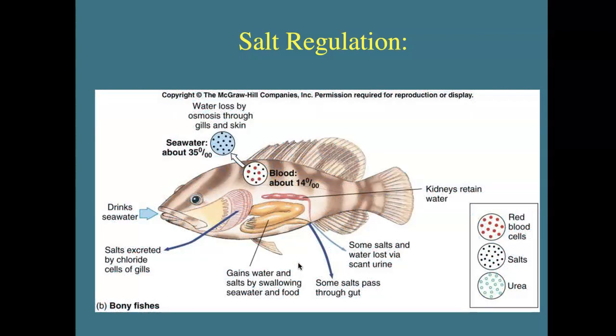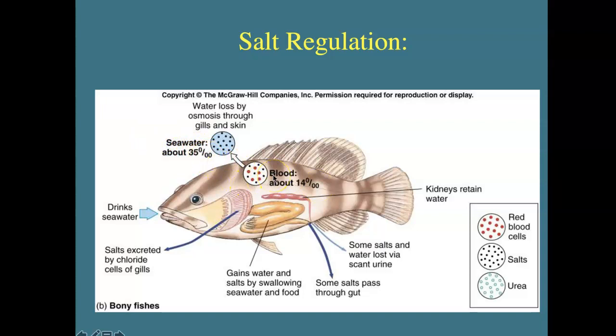Salt regulation in fish, just as a reminder, I know we talked about this, but remember that the blood of your fish is going to be about 14 parts per thousand, this is for your bony fish, where the seawater is at about 35 parts per thousand.